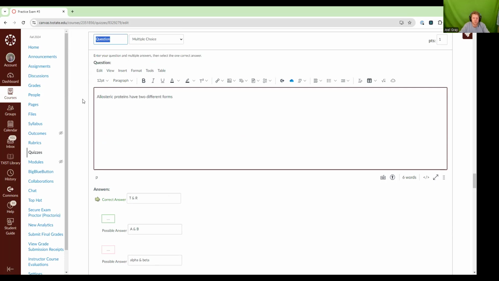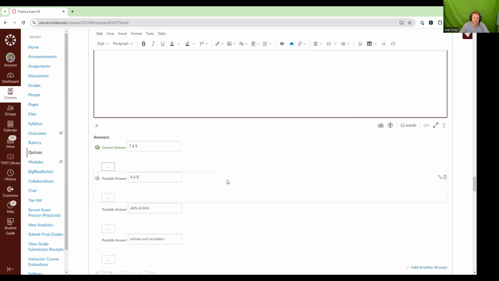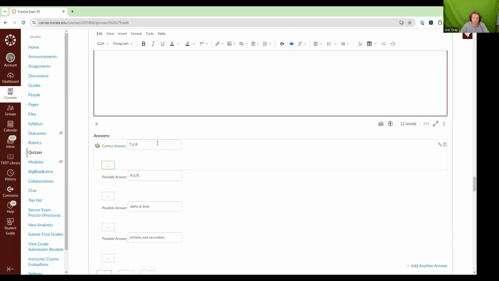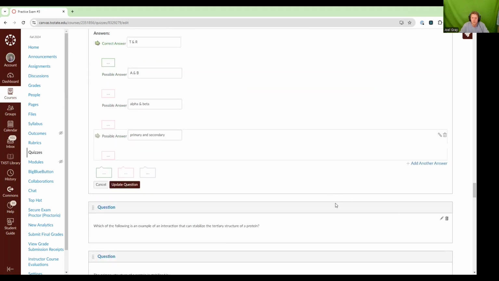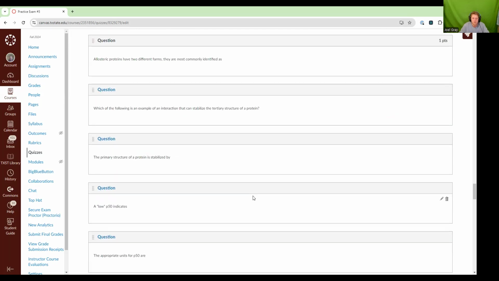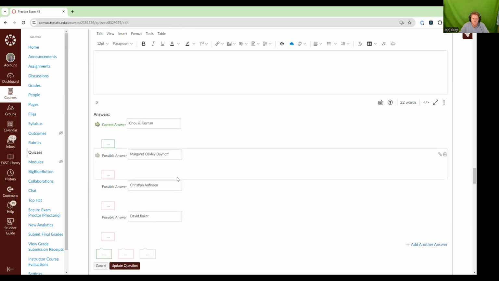Now, next up, allosteric proteins have two different forms. I'm going to add to that question. They are most commonly identified as T and R, A and B, alpha and beta, primary and secondary. T and R is the correct answer. I'm going to update that question because I changed the wording. I didn't change that one.